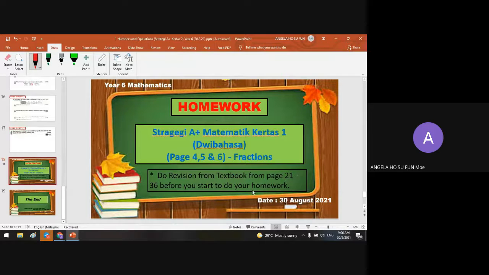Today is Monday. We are going to meet on Friday, so you have 5 more days. After today, you have 4 more days. Please read up first. Please do revision first before you start your homework.